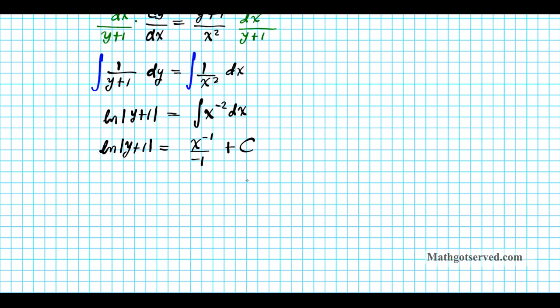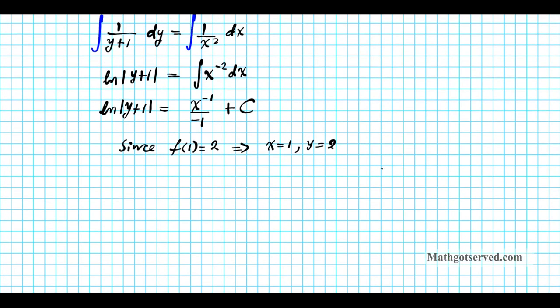So to find out what c is, I'm going to use, since f of 1 is equal to 2, this implies that x is 1 and y is 2. I'm going to plug these two values into this equation, and that will help me find the value of c. Okay, so this is the rule of this initial condition.